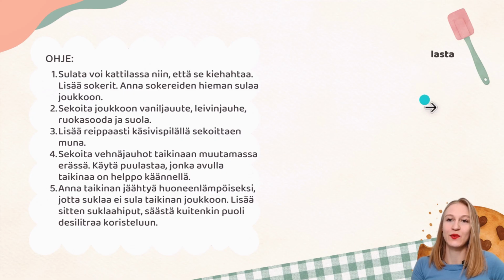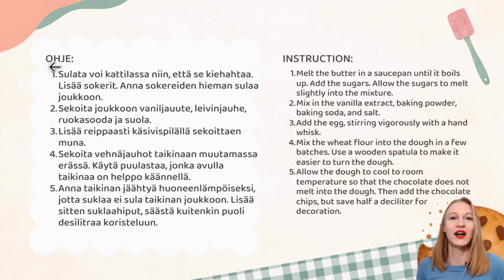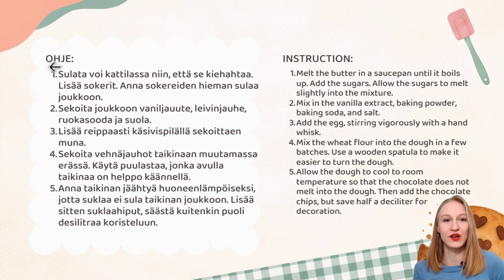Here you can see what lasta looks like. And this is not a full recipe, as you maybe noticed. It will continue, but first let's get through the first part. In Finnish, we can use the word ohje, instruction, either in singular or in plural. We could also say ohjeet, instructions.